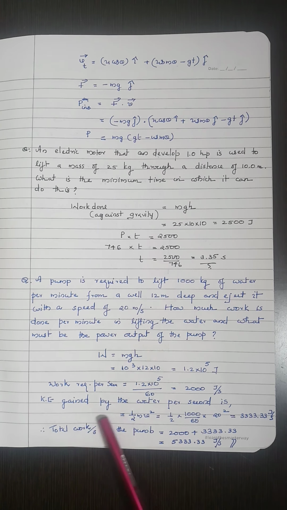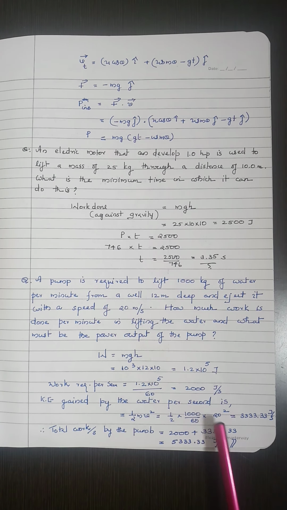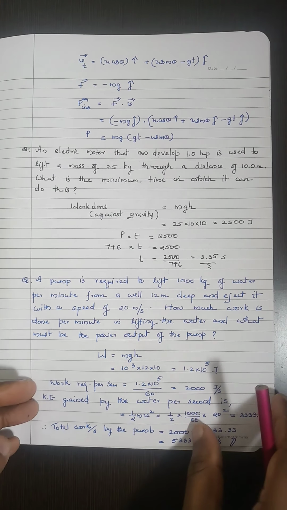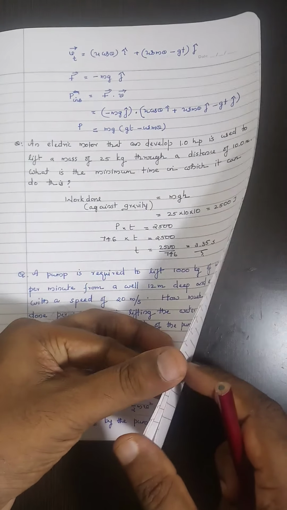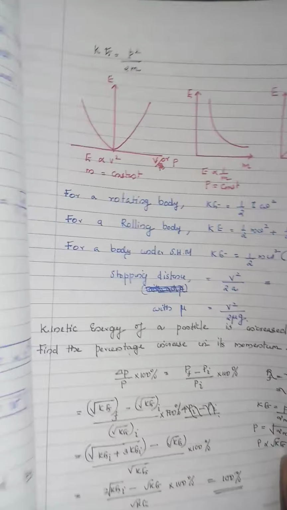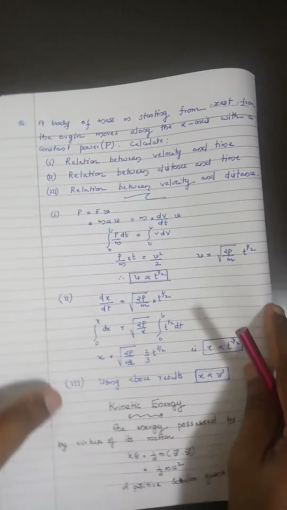Then the kinetic energy gained by the water per second is half m v square. So what is the total work done by the pump? 2000 plus 3333. So we get the answer, 5333. We can move to the next very important concept.